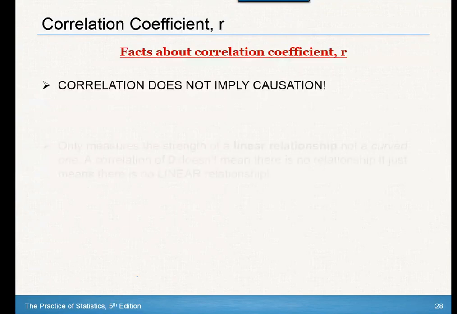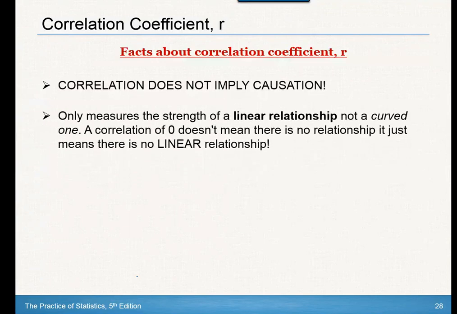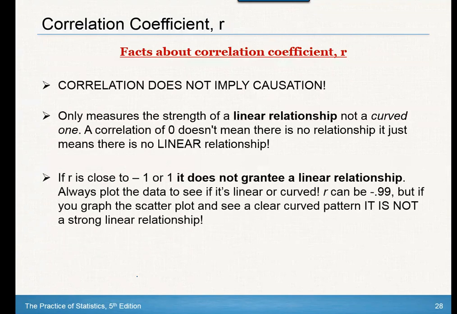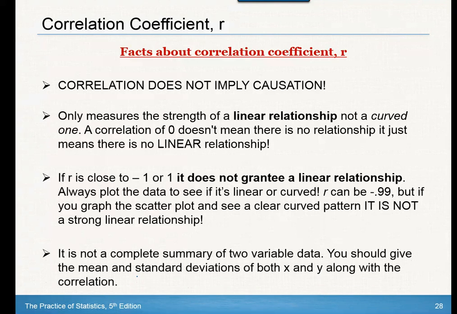So keep in mind, correlation does not imply causation. We're only talking about a linear relationship, not a curved one. If it's close to -1 or 1, it does not guarantee a linear relationship. You have to plot the data to make sure that it is linear or curved, okay? So be careful, okay? We're always talking about R as a linear relationship. You must plot it in order to verify that it's linear. It's not a complete summary, so we're still going to be giving the mean and standard deviation of X and Y. It just tells us the strength. I'm sorry, it does not tell you the form.